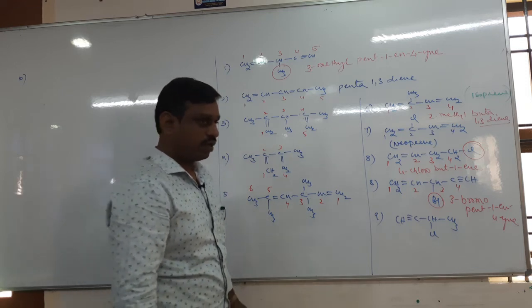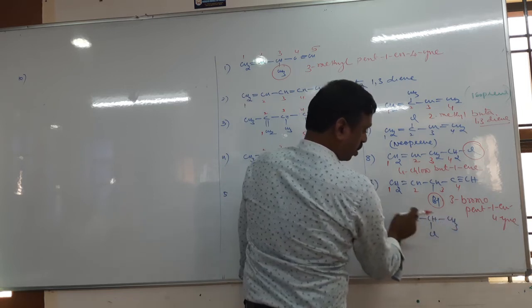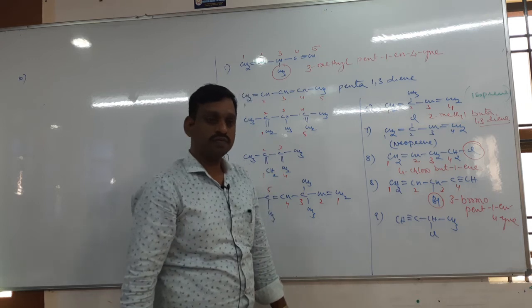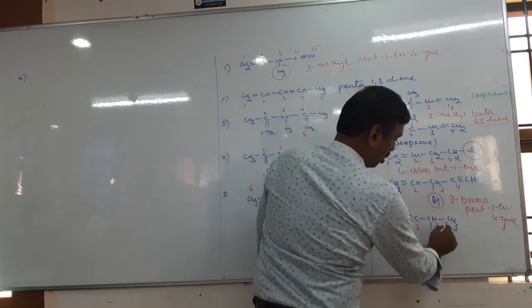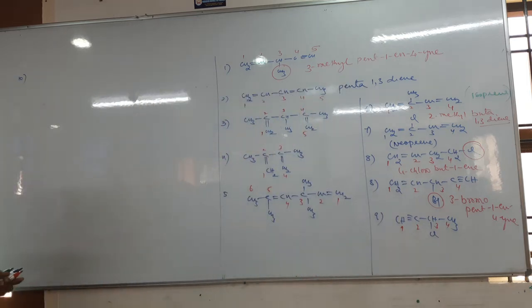Next, numbering, tell me: 1, 2, 3, 1, 2, 3. So here numbering must start from left to right. It is 1, 2, 3, 4. 3-chloro. So 3-chloro but-1-yne. But-1-yne. Okay. Next.